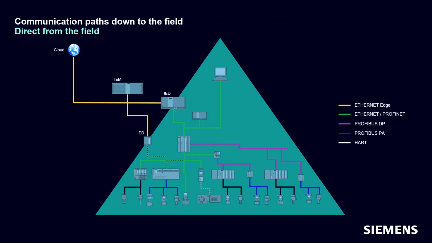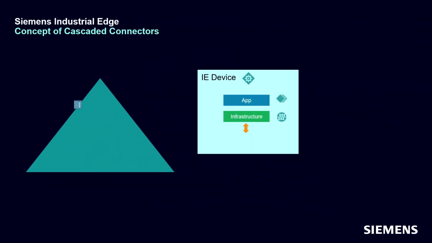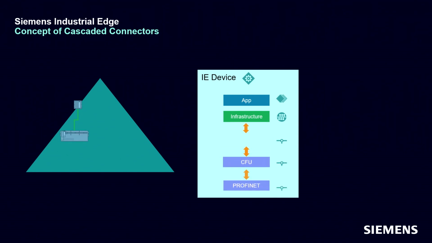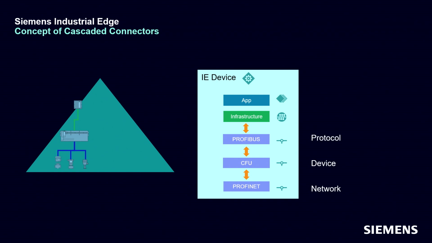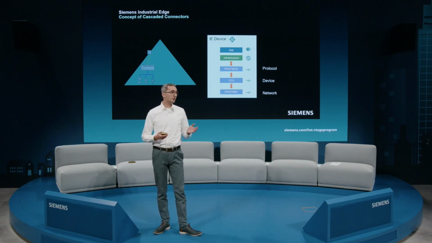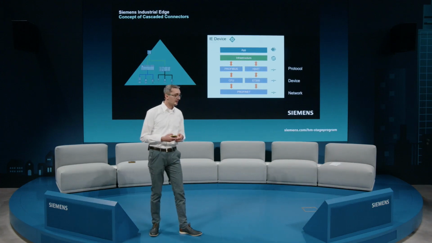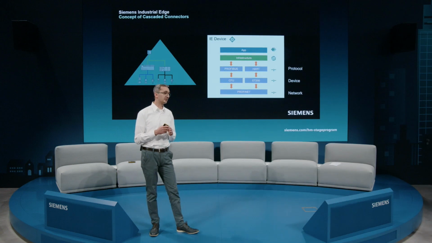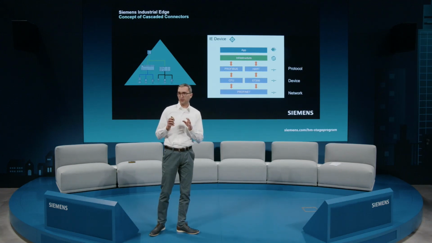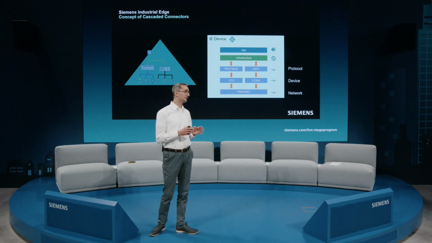But what are Cascaded Connectors? I tried to show it with a simplified example. We have an industrial edge device which is communicating via Profinet with a compact field unit to get the data out from the Profibus PA devices, which are connected to the compact field unit. Each connector of this layer is handling one specific communication step down to the field devices. This is comparable to the OSI model. If you want to communicate with a HART device which is connected to an ET200, the running connectors on the industrial edge device could look like this. Please keep in mind that the concept of cascaded connectors is just an idea for now, but it could be one solution to address the complexity of connectivity within the industrial edge.